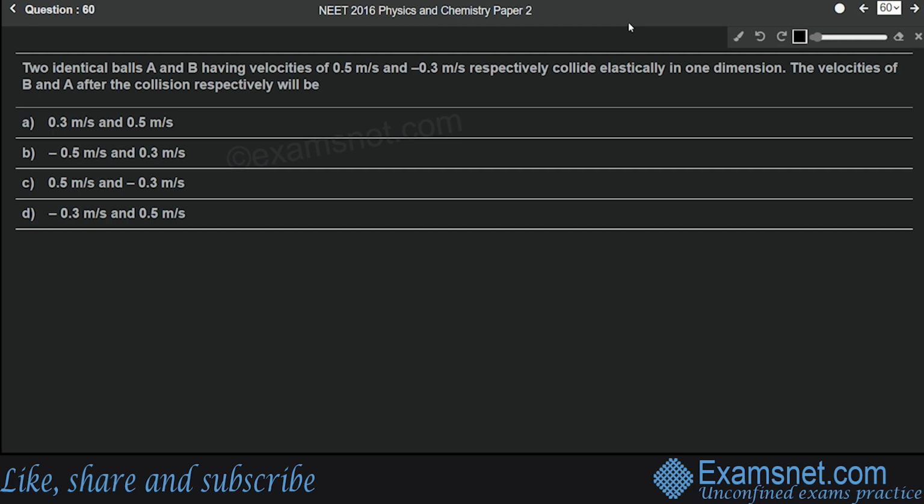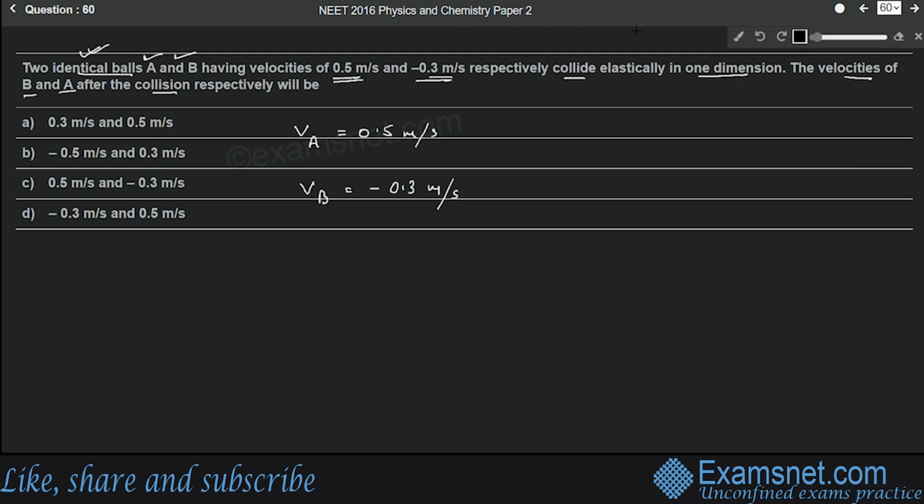Question number 60 is from the chapter Systems of Particles and Rotational Motion. The question is: two identical balls A and B having velocities of 0.5 meter per second and minus 0.3 meter per second respectively collide elastically in one dimension. The velocities of B and A after the collision respectively will be. Since the balls are identical, they have the same masses, but the velocities are different. The velocity of A is 0.5 meter per second and the velocity of B is minus 0.3 meter per second, which means the direction is opposite.